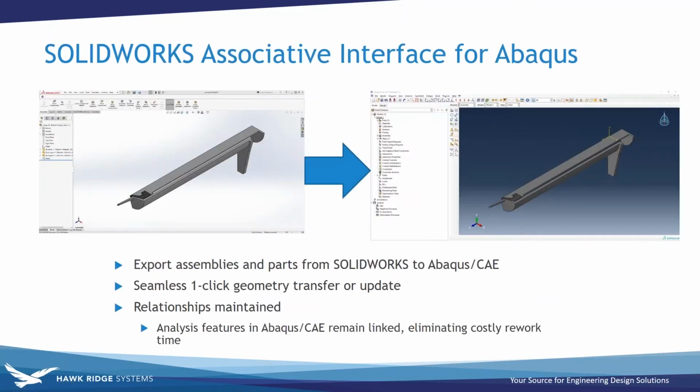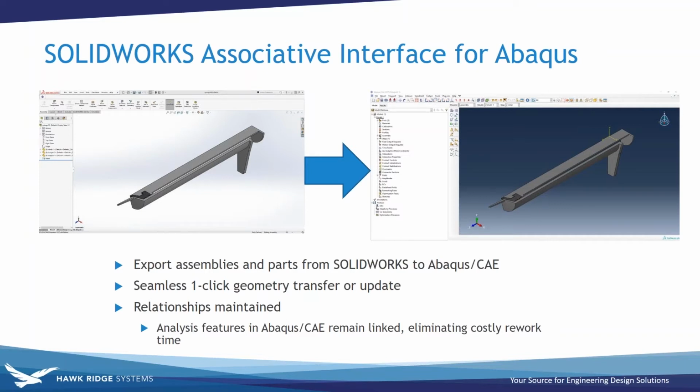So, the Associative Interface. The Associative Interface is a one-click tool that you can use to export your SOLIDWORKS models into Abaqus. It creates a link between the two so that model changes that you make in SOLIDWORKS can be pushed right into Abaqus without making you reset up your study again. In this way, you can really harness the power of both softwares.